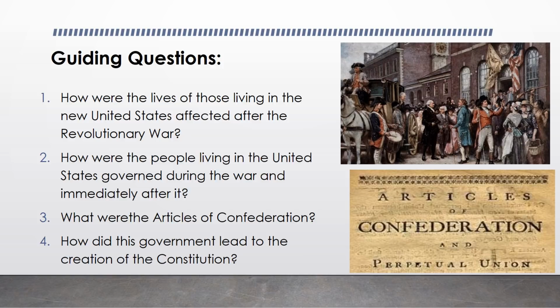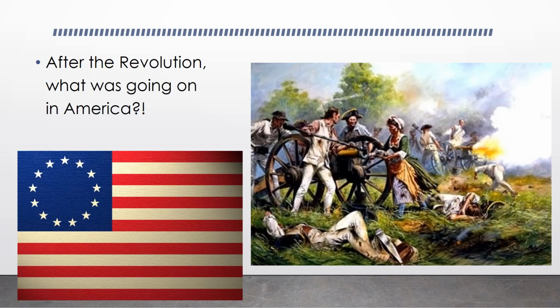The four guiding questions we will be answering in the homework video are: 1. How were the lives of those living in the United States affected after the Revolutionary War? 2. How were the people living in the United States governed during the Revolutionary War and immediately after it? 3. What were the Articles of Confederation? 4. How did this government lead to the creation of the Constitution that we have today?